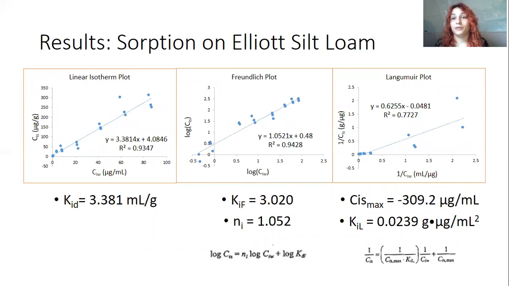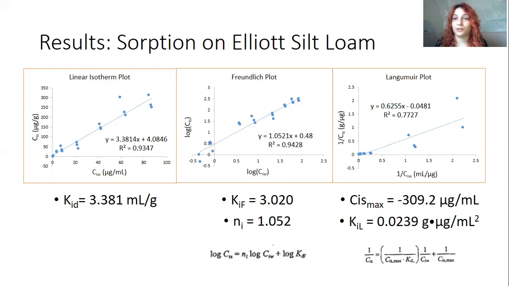On the other hand, Elliott's Silt Loam here has a very different soil behavior. You can see that the data was a lot more scattered here, and the linear isotherm model actually gave pretty good results. And you can see that the KD was 3.381 milliliters per gram, and that's the general affinity. You can see it's a lot lower here because the Silt Loam has less carbon content, so it's essentially less sponge-like.